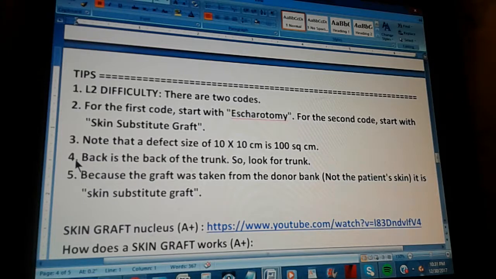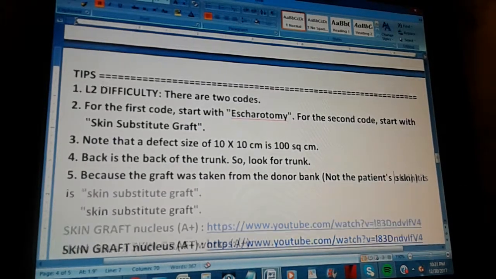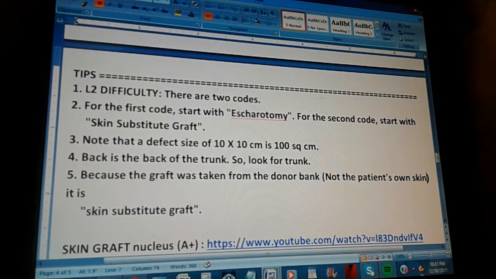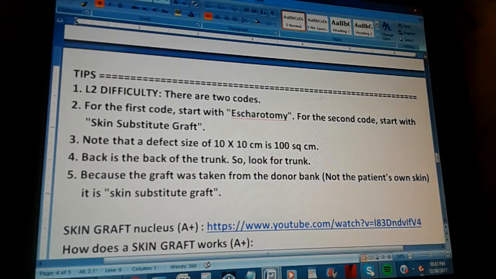Now, the back is the back of the trunk. The trunk has the front and the back, so we're talking about the trunk, but it's the back. So look for trunk. And tip 5: because this graft was taken from the donor bank, not the patient's own skin, which would be autologous, it is then a skin substitute graft.